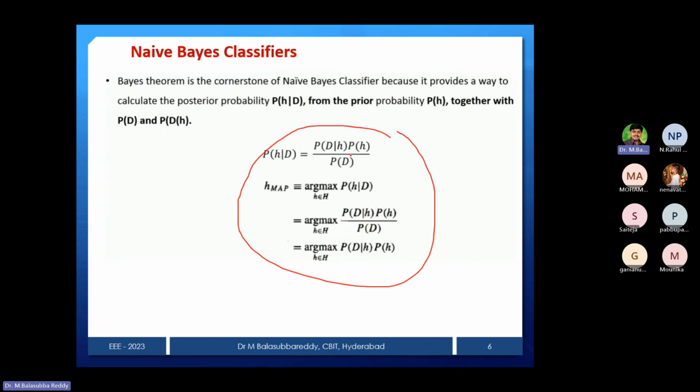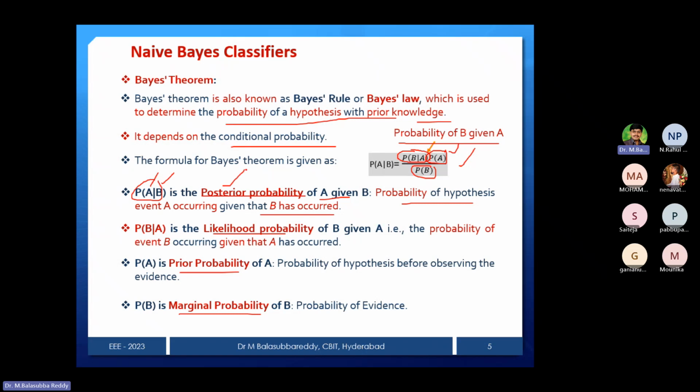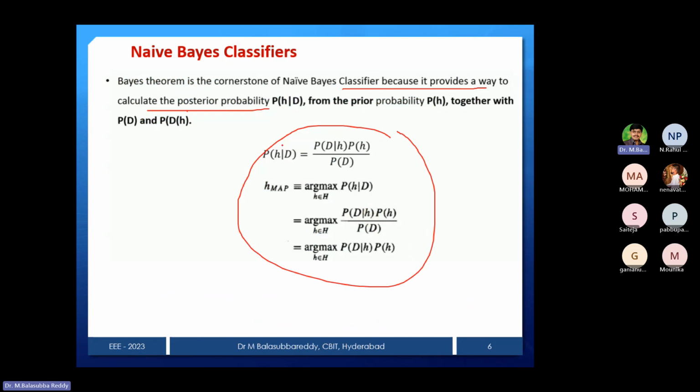Here Bayes theorem is used for classification because it provides a way to calculate the posterior probability. You can see here what the posterior probability is. This one we call the posterior probability. With the same terminology, they may use H and D or something, and the argmax of this.